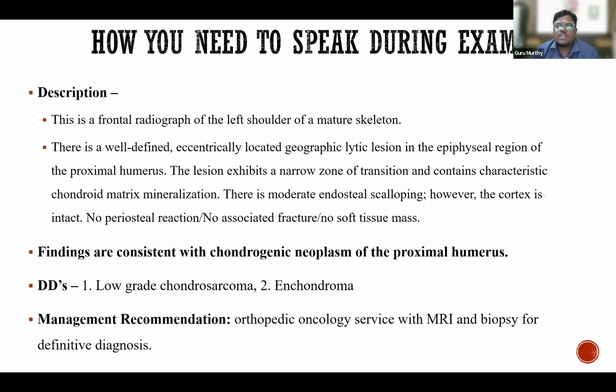At this point, I am not going to comment whether it is benign or malignant, because I am dealing with an elderly patient, an age group in the range of 40, with symptoms of pain. We have a chondrogenic lesion which is epiphyseal, with a moderate amount of endosteal scalloping. So we have to give both differentials, low-grade chondrosarcoma and enchondroma, in this situation. Further recommendations will be MRI and a plan for biopsy based on that.